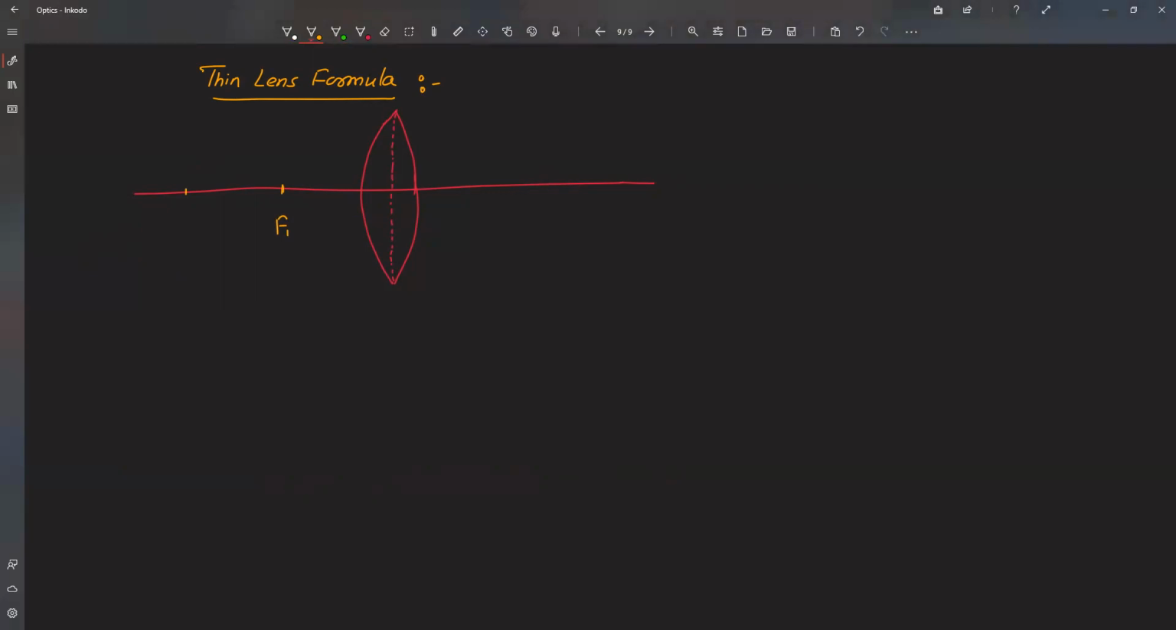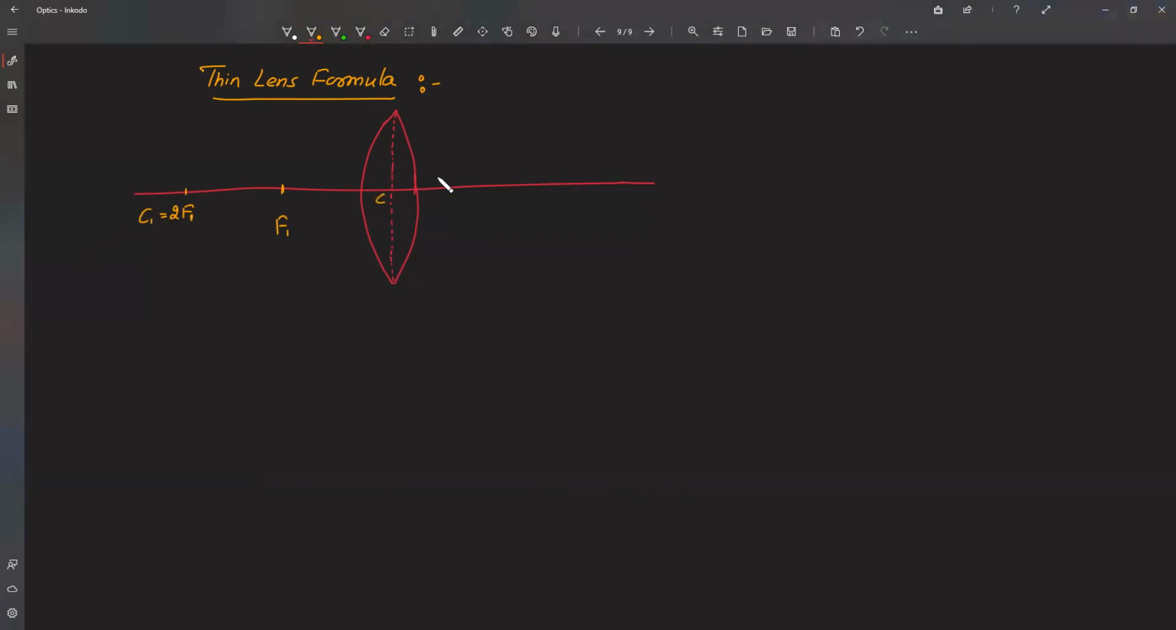And what is the relation between center of curvature and focus? The distance from the pole to the center of curvature is twice the distance of the focus from the pole. Basically, the radius of curvature is twice the focal length. So this is the point where you have 2f1, or center of curvature, let's say c1.